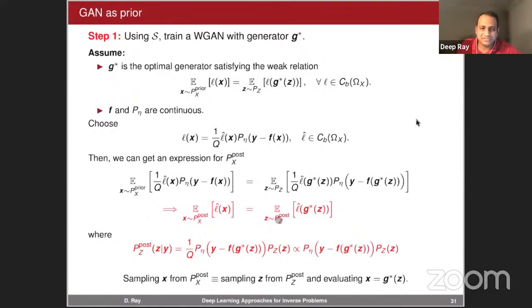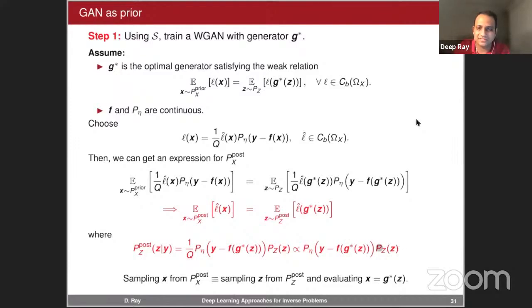And what is the posterior of Z? The posterior of Z looks exactly like the expression that you had for the posterior of X. So the posterior of Z given Y is proportional to P eta of Y minus F of G star of Z, times PZ of Z, okay? And essentially, sampling an X from the posterior is equivalent to first sampling a Z from the posterior of Z given Y, and then pushing this Z through the generator to get a sample in X. And then you can evaluate statistics with respect to this X that the generator is creating.